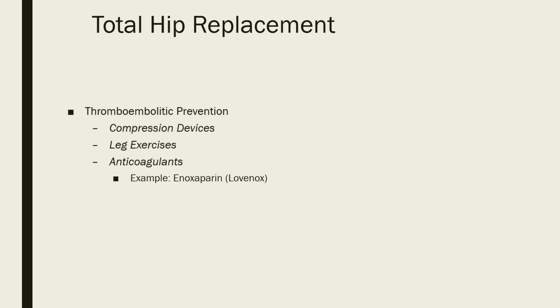Thrombolytic prevention includes the use of compression devices, or SCDs. Those are the devices that wrap around the legs and inflate with air periodically to help blood flow throughout the lower extremities to prevent the development of a blood clot. The patient can also do exercises with their legs while they're laying in bed, and they are typically put on anticoagulant therapy like Lovenox or heparin.